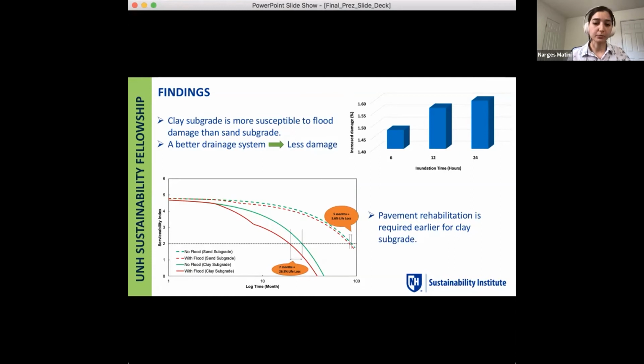Also, as you can see on the bottom graph, I used serviceability index to determine how long a pavement is functional after it is flooded, and compared that to a normal situation without flooding to see how much life would be lost due to one flood that happens in one life cycle, and then converted that to extra costs that should be considered because the pavement failed much earlier than it was projected and planned for. And you can see the pavement that has clay subgrade fails much earlier, so it needs rehabilitation much earlier compared to sand subgrade.